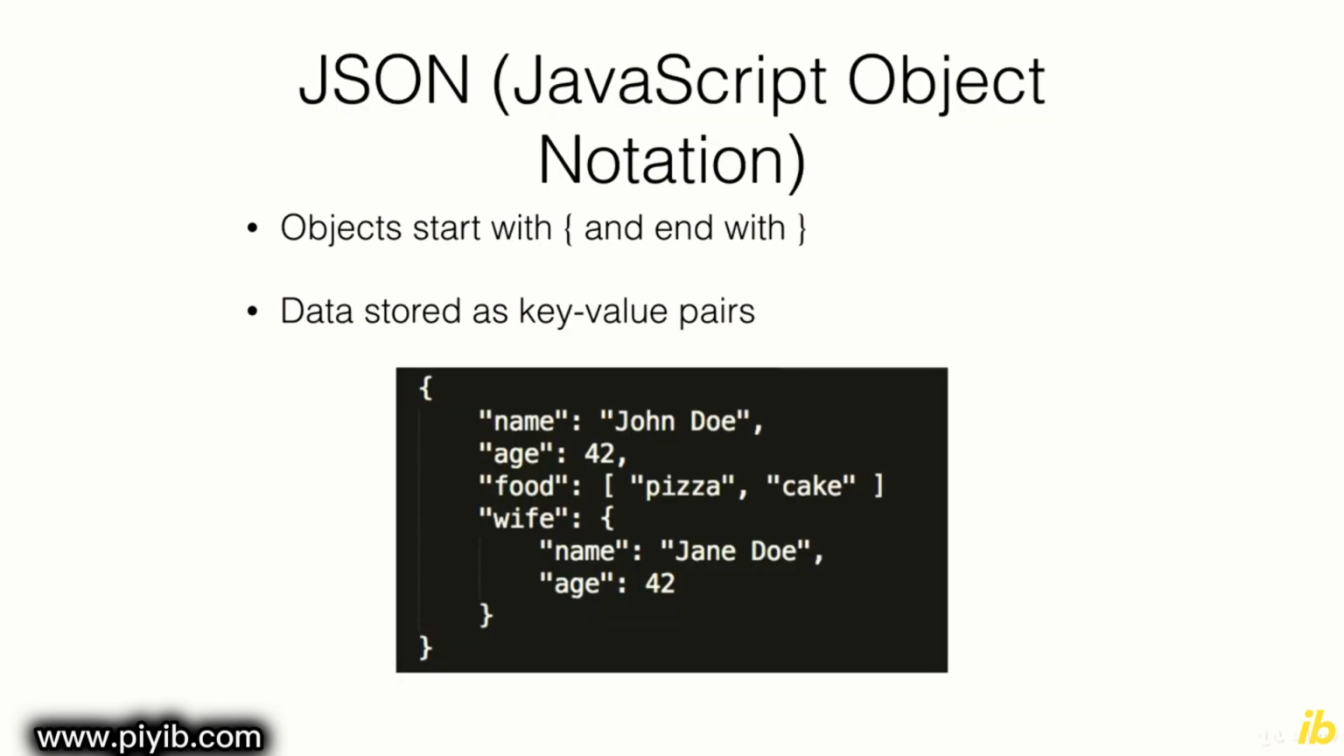Documents stored in MongoDB are in the JSON format. If you're not familiar with what JSON is, that's fine because it's very easy to understand and it's also very human readable. JSON stands for JavaScript Object Notation. Objects in JSON start and end with curly braces, and data is stored as key value pairs. Here's an example of an object. You can store strings like John Doe, or you can store numbers like 42 without quotation marks. And you can also store arrays, for example, this array of strings right here. You can also store objects within objects.